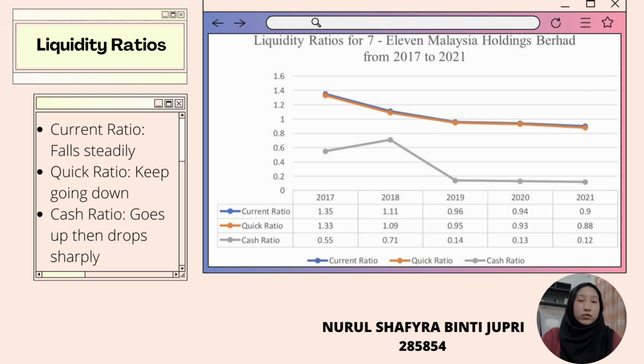Lastly, we look into the cash ratio. It goes up from 2017 to 2018, then drops until 2021. This shows that the company doesn't have enough cash to pay off its short-term debt, and when we compare it to its current debt, the company has little cash on hand.